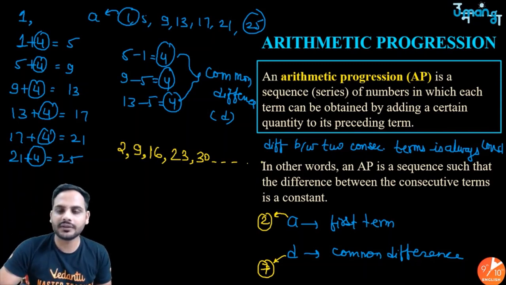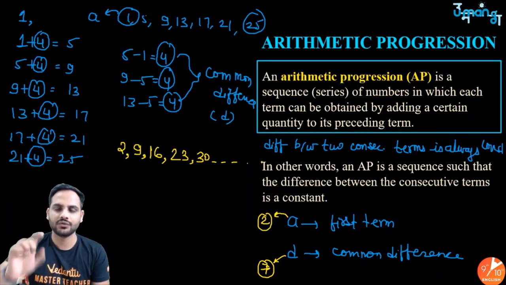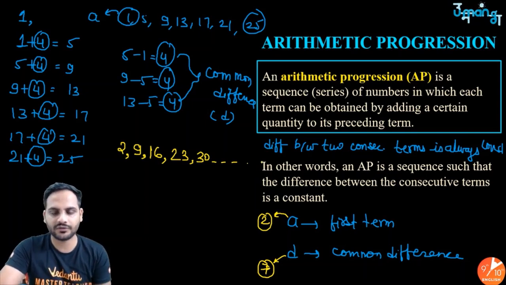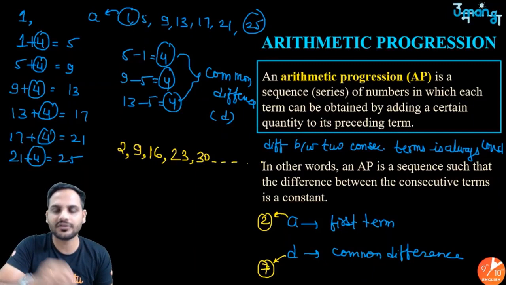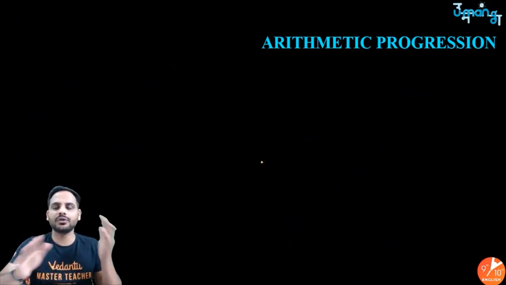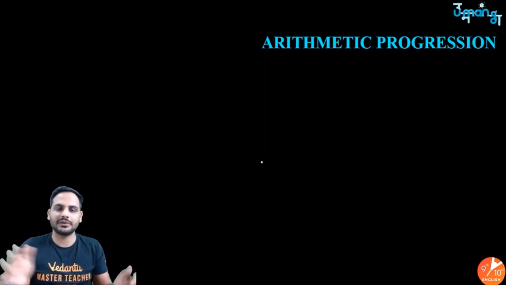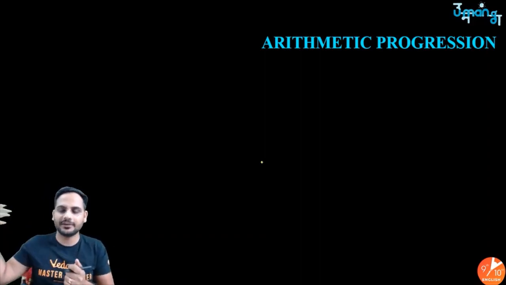So you saw that for writing an arithmetic progression, the most important thing is writing the first term and the common difference. So we'll be focusing on that part a lot. In every question of arithmetic progression, always focus on two things, your first term and the common difference. Now we'll be learning about the nth term of an AP. That means how do I write any term of an AP?